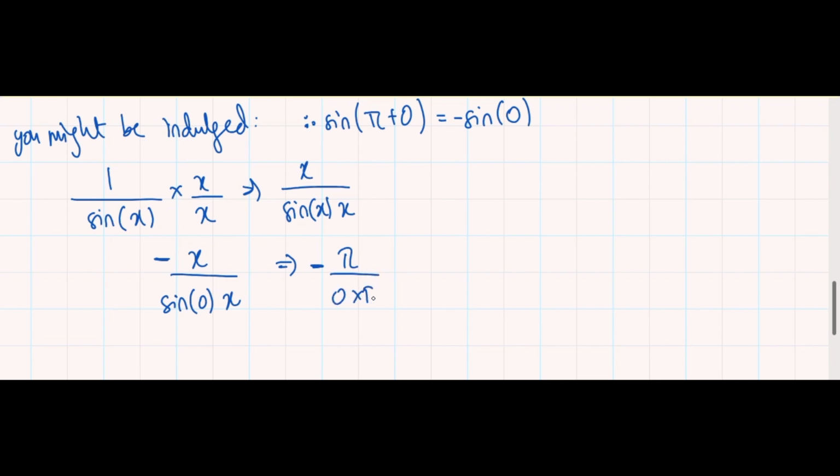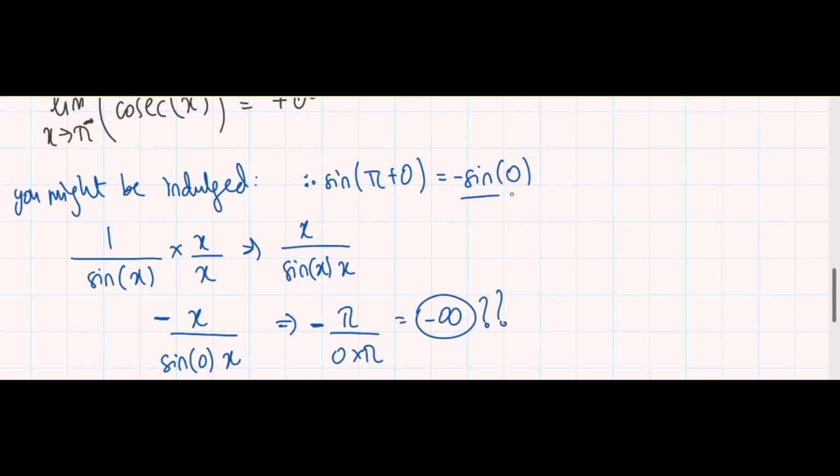Essentially, what we are doing is we are not accounting for the fact that x is approaching pi from the negative, from the left hand side. We are just accounting the fact that x is approaching pi. We are not saying that x is approaching pi from the left hand side or anything like that. Right? We are just saying x is approaching pi.